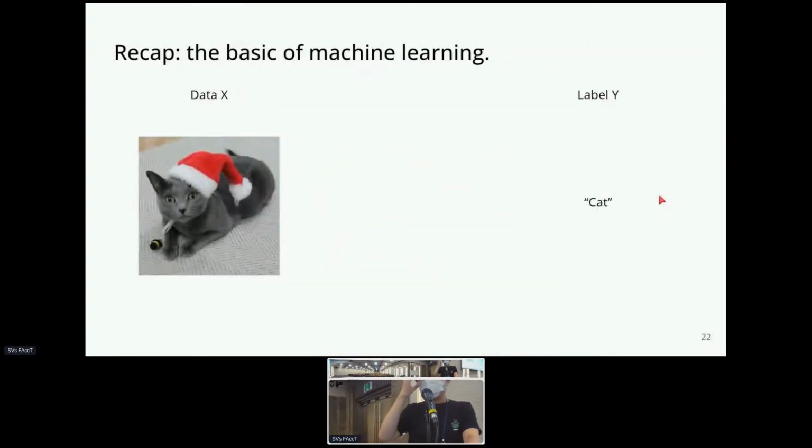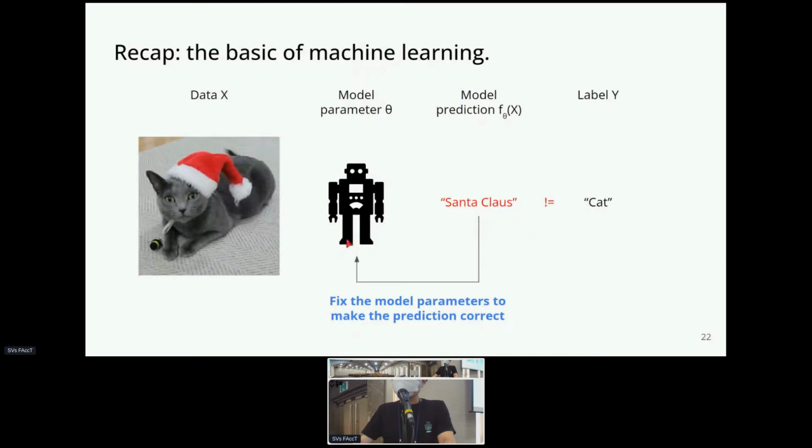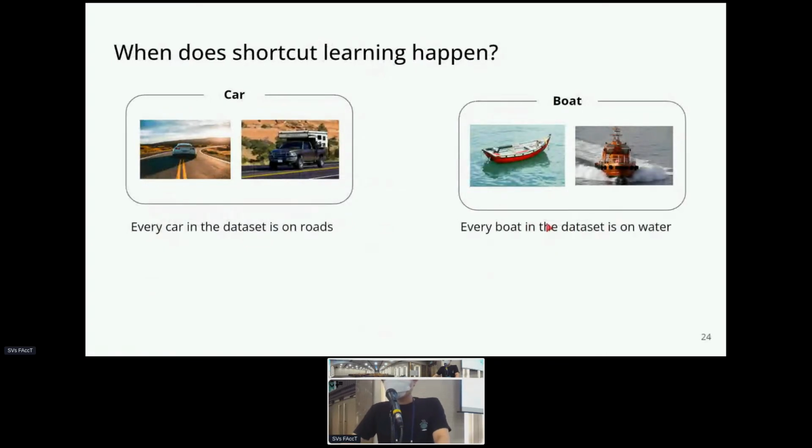So let's check why this happened, by going back to the basics of machine learning. This is how machine learning works in terms of training. When we have data point X and label Y, the machine just gives us some prediction. Let's say this machine says this cat is Santa Claus. In this case, we fix the model parameters to make the predictions correct. When the prediction is correct, there is no update. Of course, in practice, it is more complicated, but at a high level, you can think this is how machine learning works.